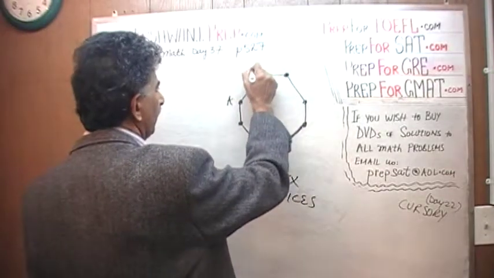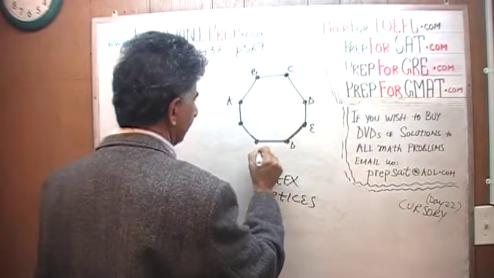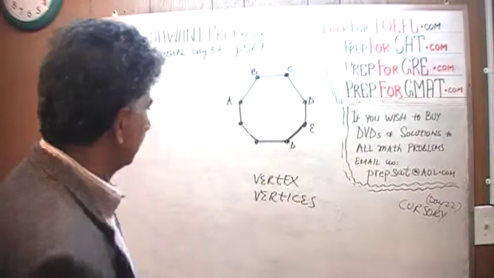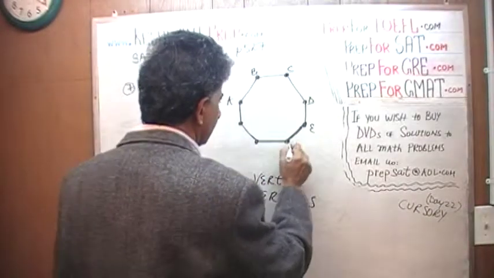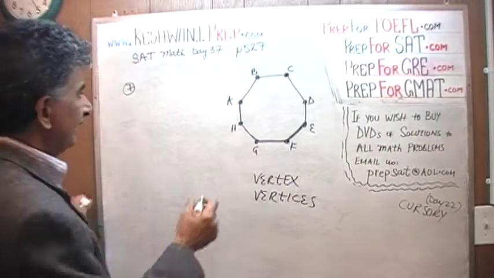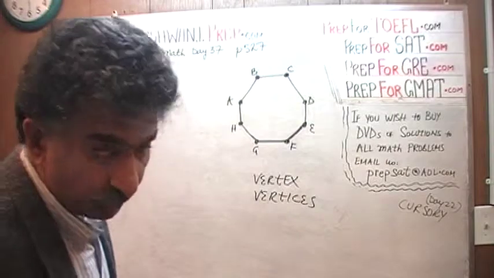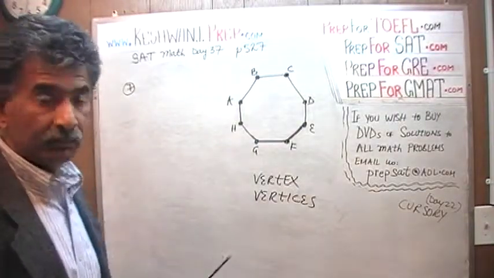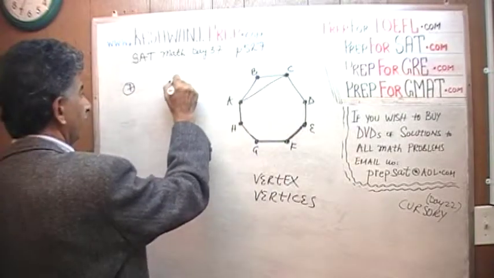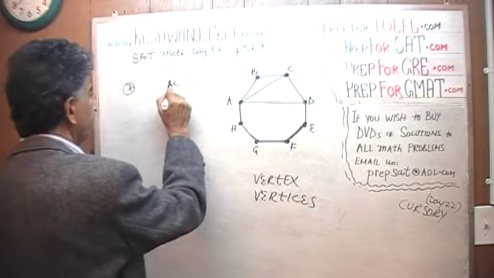Let's call the vertices A, B, C, D, E, F, and G and H. Obviously, A to B is not going to be a diagonal because A to B is the side of the polygon itself. So the first diagonal we're going to find is A to C. That's called a diagonal. The next diagonal is A to D.